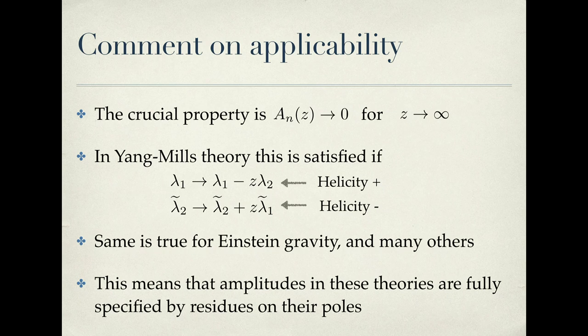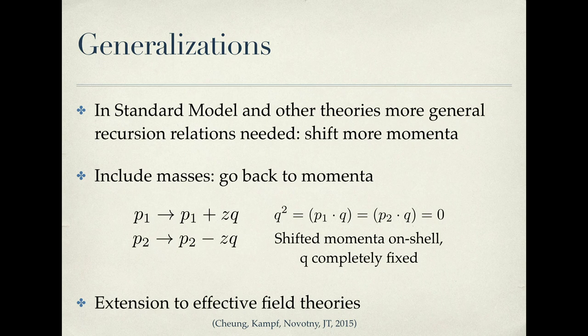Okay, well, let's comment on it now. In the standard model and other theories, basically all renormalizable theories, including some of the non-renormalizable as well, we can still reconstruct the amplitudes from factorizations, but this simplest procedure wouldn't work. We have to shift more momenta than just two. But there is an extension of this. Two momenta is the smallest number. It works for some cases. If we want all interesting theories, let's say, we need to shift more momenta.